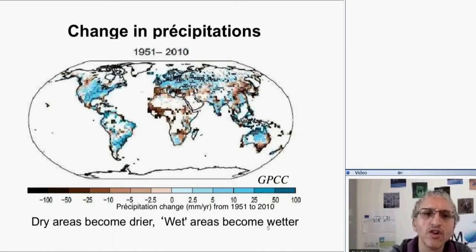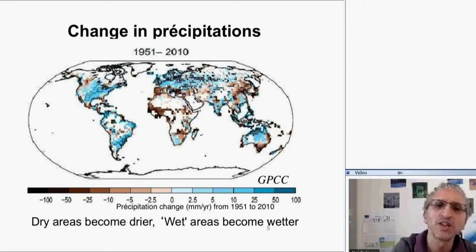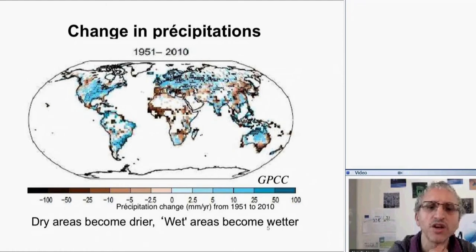And if you have a look again at the change in precipitation, so it's essentially rainfall, and it's the change from 1951 to 2010, what you see is that it's very heterogeneous spatially. What that means is that it's difficult to see a global picture. It's difficult to claim that there is an increase or decrease in precipitation globally.